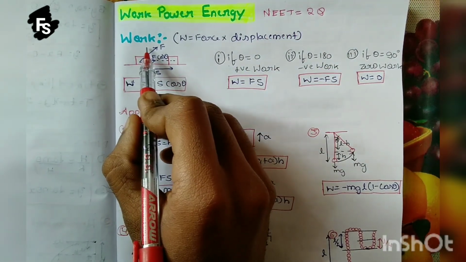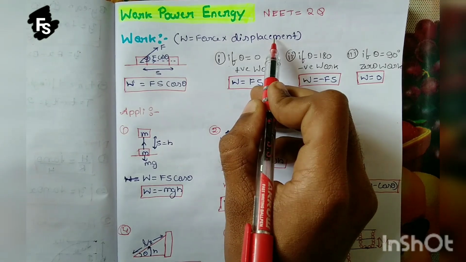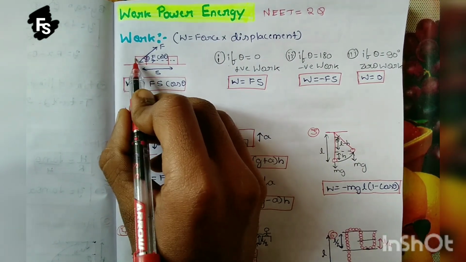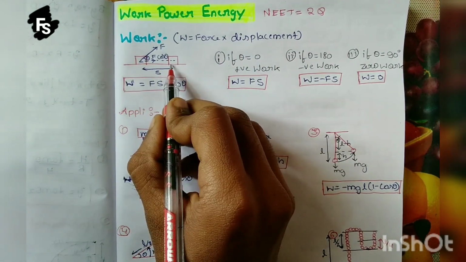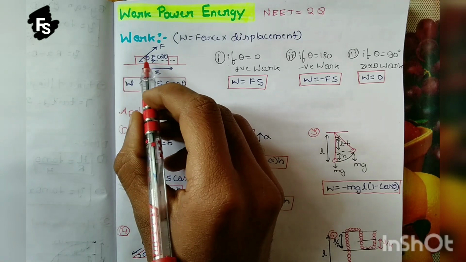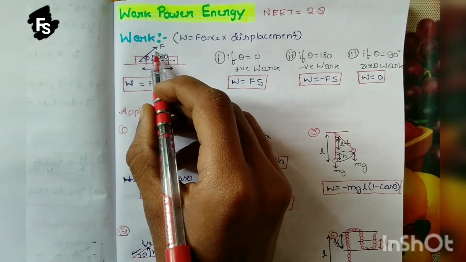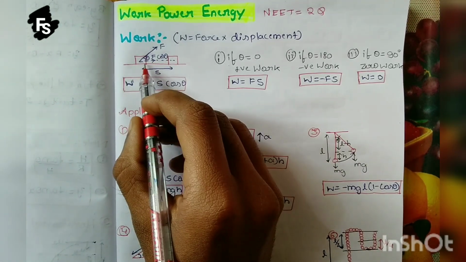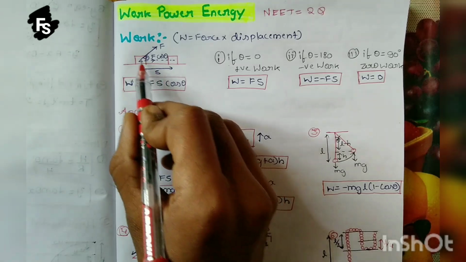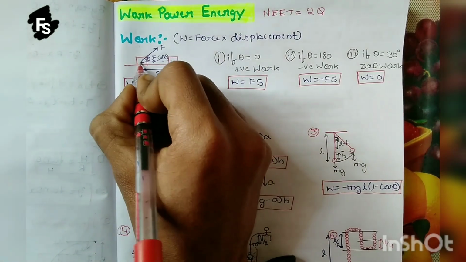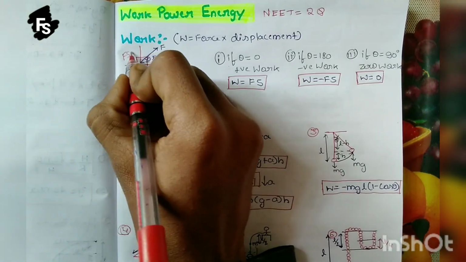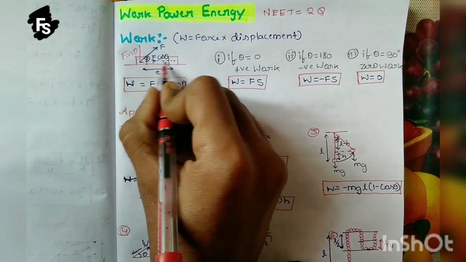What is work? Work means force into displacement. If we take an example, this object is moved from here to here by applying a force in this direction. Then what is the work done from moving here to here? Resolve this force into two components: one is F sin theta and the other is F cos theta.